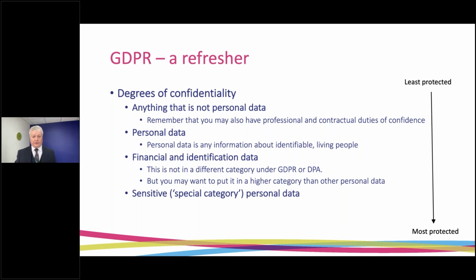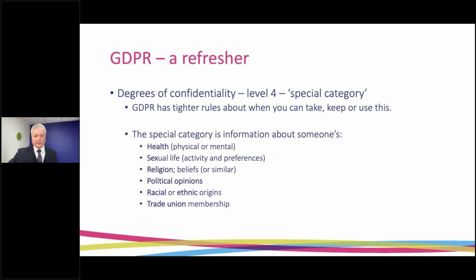Next category is special category. It's particularly sensitive personal data, and this is regarded as being more confidential than the normal under GDPR. You will have fewer occasions when you're entitled to take it, keep it, or use it, and you have to be more careful about how you protect it if you have got it. And the final category, the most sensitive sort of information, is basically criminal records. I'll say a bit more about those last two.